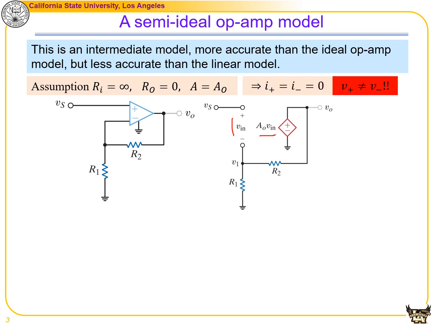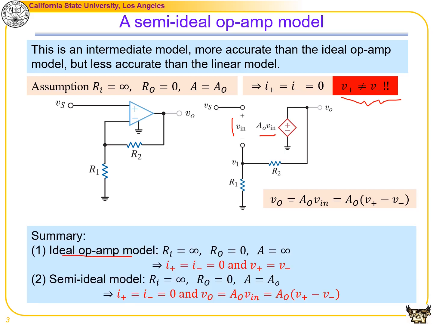Given these assumptions, the conclusions are also different. Since Ri is equal to infinity, the current going into the op-amp device is almost 0. So we have I plus equal to I minus equal to 0. Since the amplification gain is a limited number, V plus and V minus are no longer the same. So this part will be represented by another equation, which is Vo is equal to A naught times Vin, where Vin is equal to V plus minus V minus.